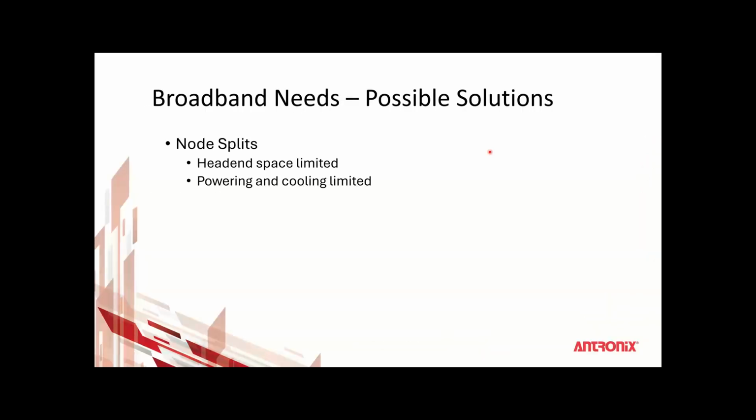So as we try to expand our bandwidth, the historical way of doing things has been doing node splitting. Node splits provide additional bandwidth to the nodes into the network, but there are some limitations. Head-end space is limited. As you node split, there's a limited head-end space. Power and cooling is limited.